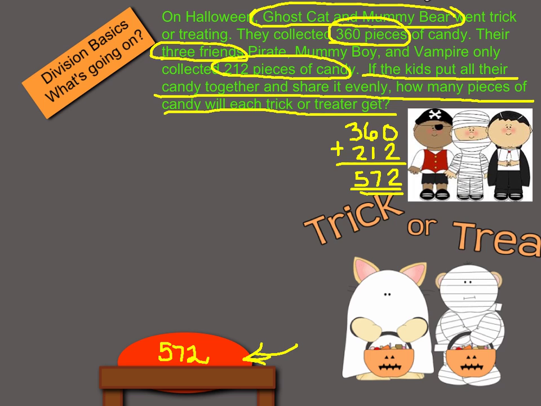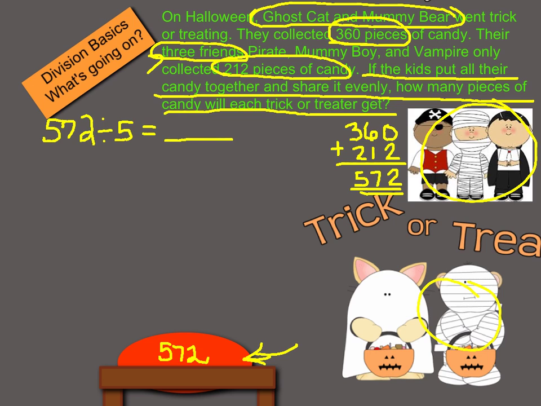All right, so I have 572, and if I look up here, I have 3 friends plus these 2 friends, Ghost Cat and Mummy Bear. Also, we can see them in the picture. Here's the 3, and here's the 2. So there are 5 friends that are going to share 572 pieces of candy. So I'm going to write 572 divided by 5 equals what?